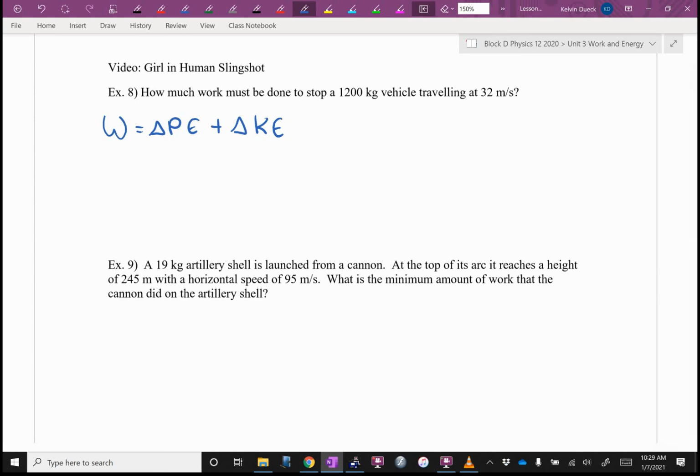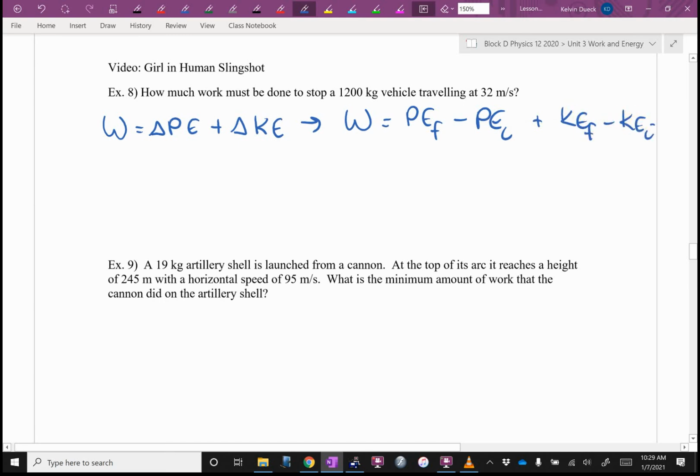Mr. Dewick, the reason you went on that big rant earlier in the year, is it because you knew this was coming down the pipe? Yes. So what's change in anything? Okay. So this is really work equals potential energy final minus potential energy initial plus kinetic energy final minus kinetic energy initial.